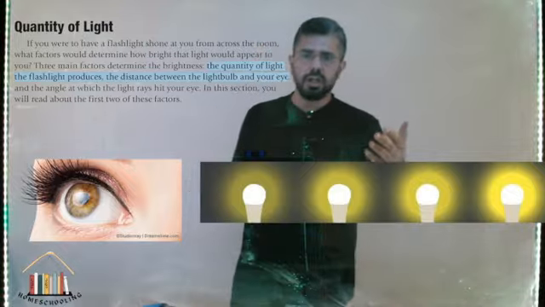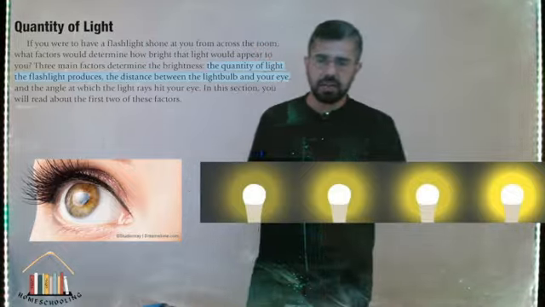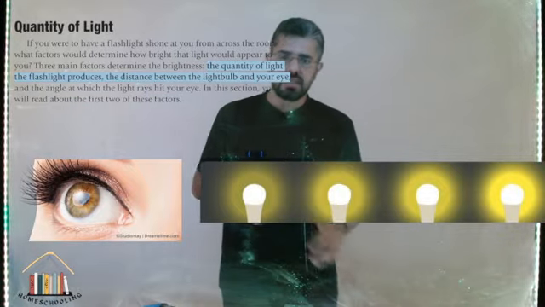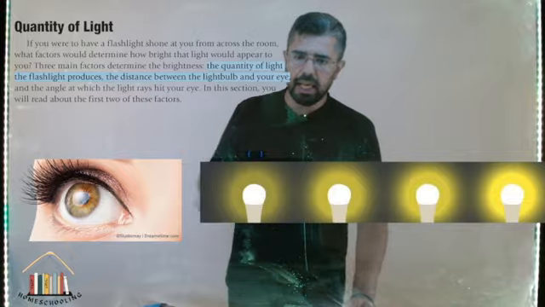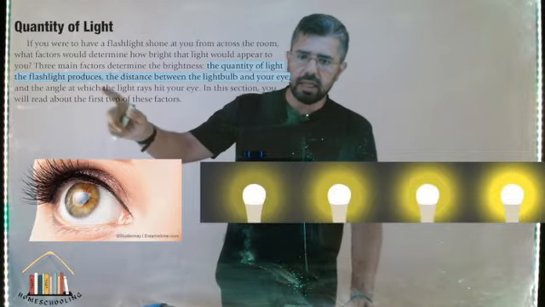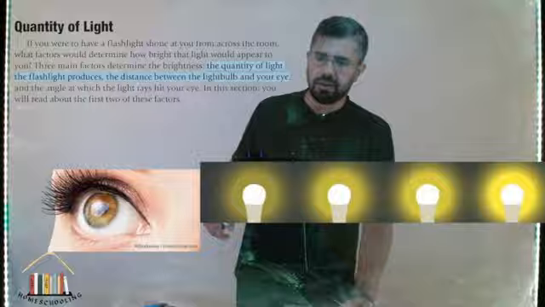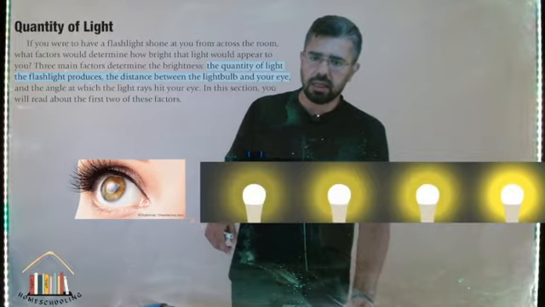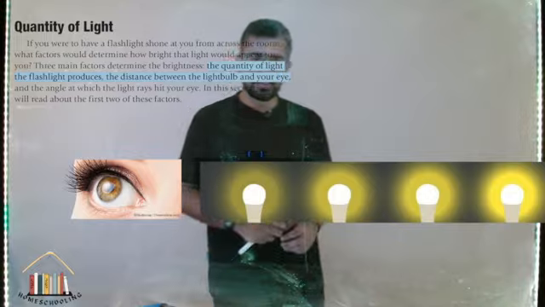Every time I am far from the light, of course we are receiving less light. Every time you are close to it, I'm receiving more information, more light. And the third factor is the angle at which the light rays hit your eyes, the angle at which we are looking at the light. So these are the three main factors.